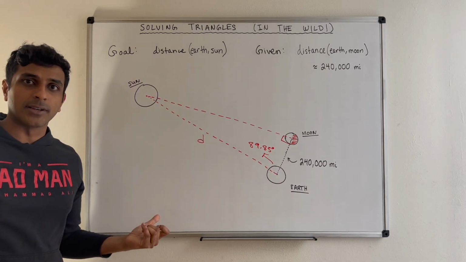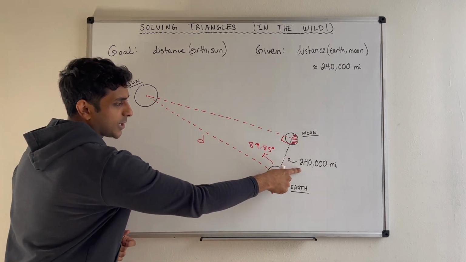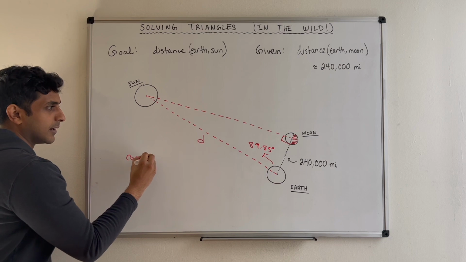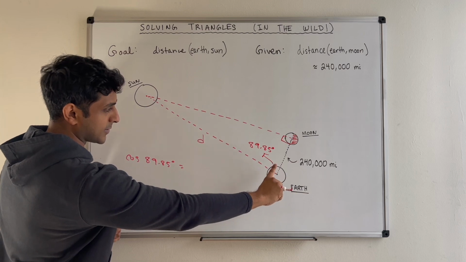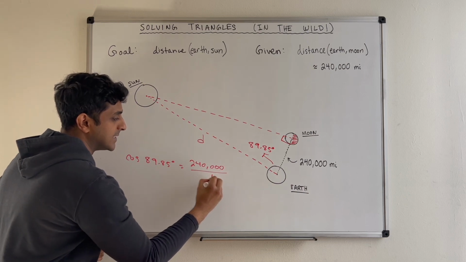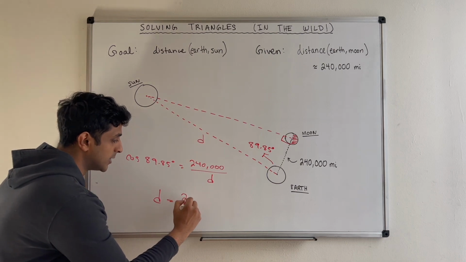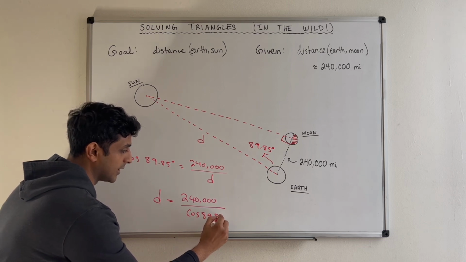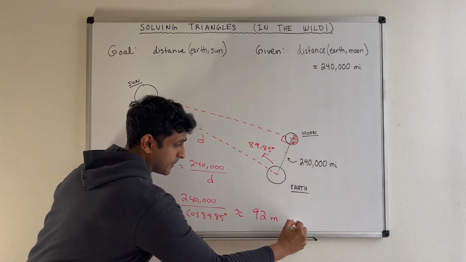And now we could use trig, right? Because if that's 89.85 degrees, then this is the adjacent side, and this is the hypotenuse of this right triangle. So that means the cosine of 89.85 degrees is equal to 240,000 over d. And we have to solve this for d. And when we do that, we get d is equal to 240,000 over cosine of 89.85 degrees. And I believe if you put that into your calculator, you'll get that it's about 92 million miles.